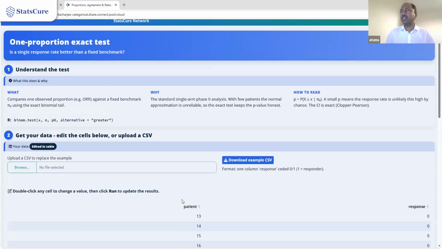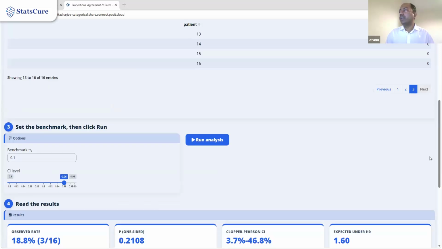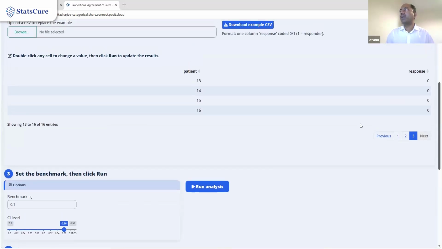Okay, so this is the first point we would like to explain here. Please feel free to use this app for calculating the one proportion test. But one thing you need to keep in mind is how you are going to have your data. If your data is only these 16, then with this setup you can definitely use it.